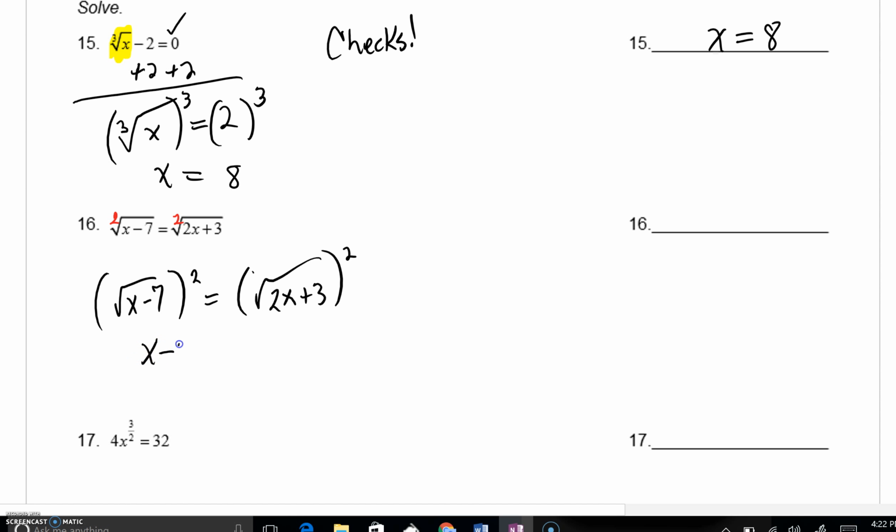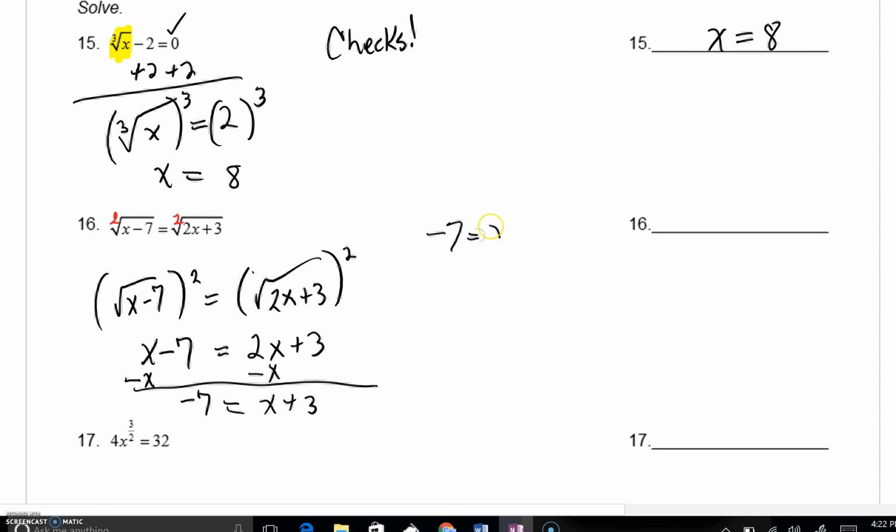You'll have x minus 7. On the right side, you square the square root. You just have 2x plus 3. Now, as you solve, you need to get rid of your small x. Let's minus an x from both sides. You'll have negative 7 is equal to x plus 3. I'm going to recopy that up here. As you get x alone, you're going to have to minus a 3 from both sides. And you'll get x equals negative 10.